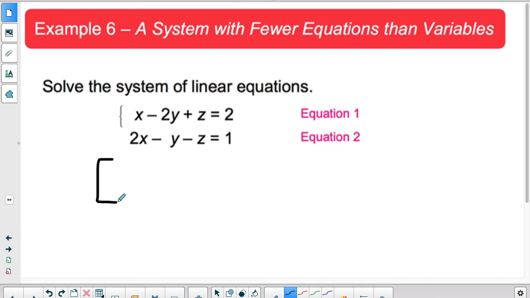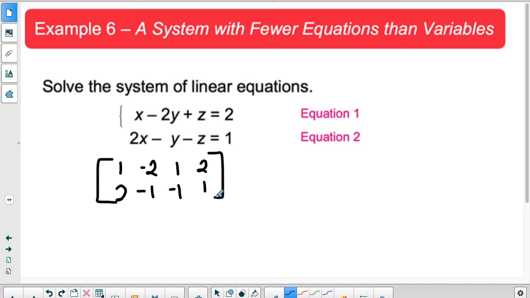So we'll set up a matrix. So I'm going to still grab the coefficients. So 1, negative 2, 1, 2, 2, negative 1, negative 1, 1. And we would have this here. So it still works the exact same way we did with the other ones. So 1, negative 2, 1, 2, 2, negative 1, negative 1, 1.